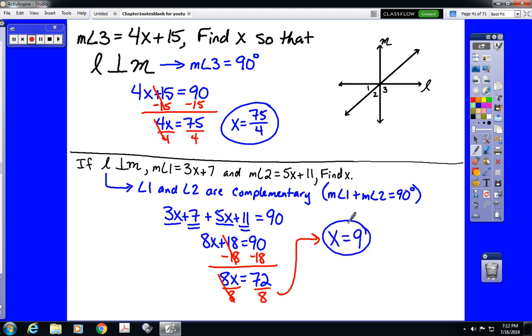Again, it's important that we check and make sure we answered the question. In this case, they're asking us to find x. We found the value for x, so we are done. That wraps up the chapter notes for Chapter 1, Section 5. There will be additional videos for Section 6.